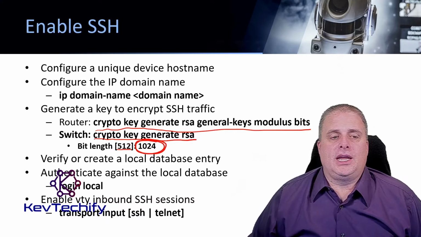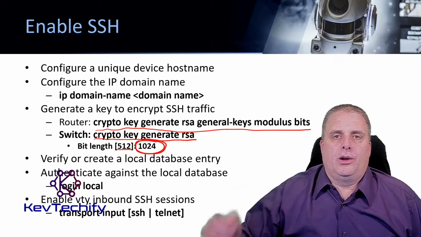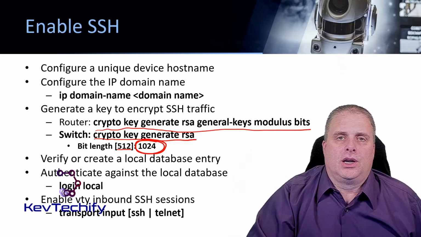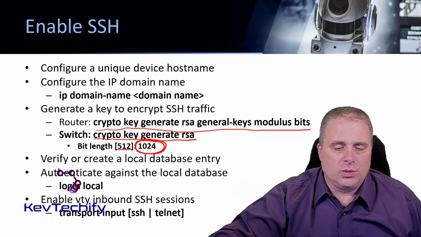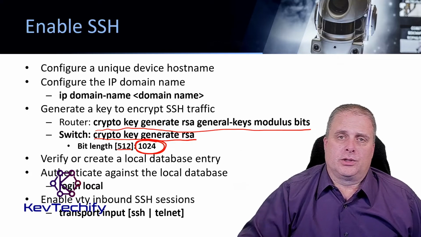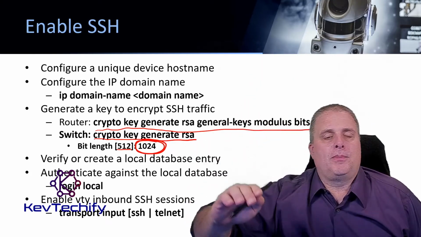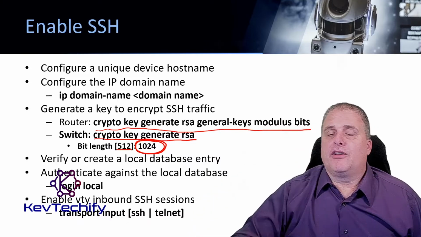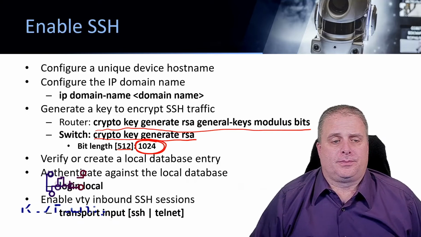Once you generate your key, then you have to verify or create a local database entry. And what we're talking about is a user. You use the user command, you give it a name, a password on the system. And so that way when you do a show running config, you can see, hey, I have usernames and passwords set up on this system. Every user you want connecting into your system, set them up a new username and password.